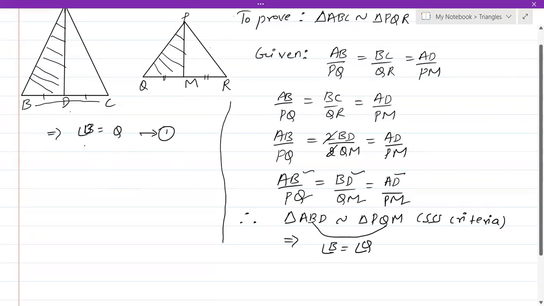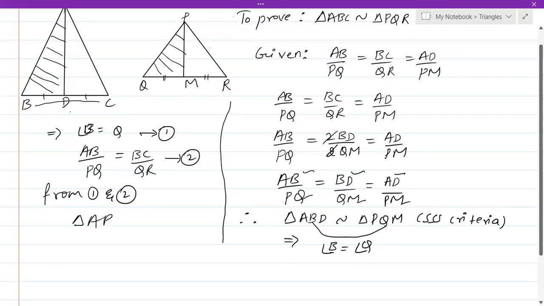And from the given data, AB by PQ is equal to BC by QR. Let me take it as equation 2. This is given, right? From the given data I've taken. From 1 and 2, we can tell that triangle ABC is similar to triangle PQR.